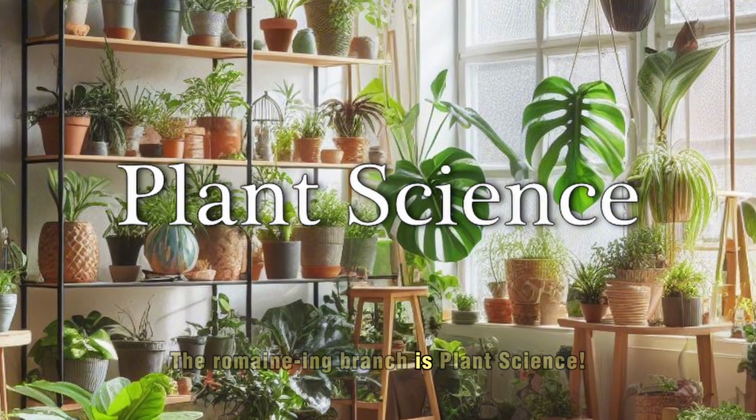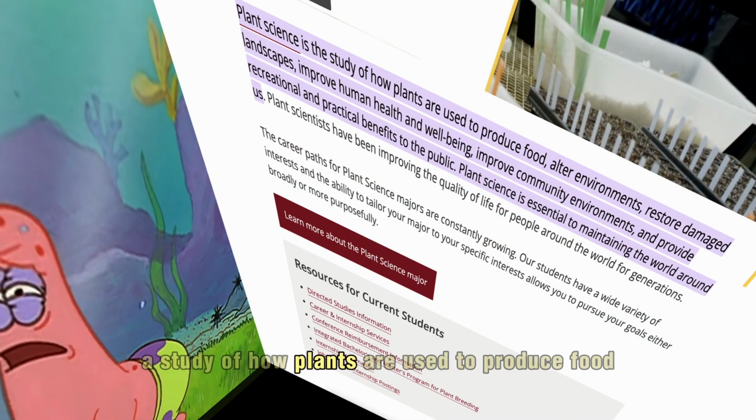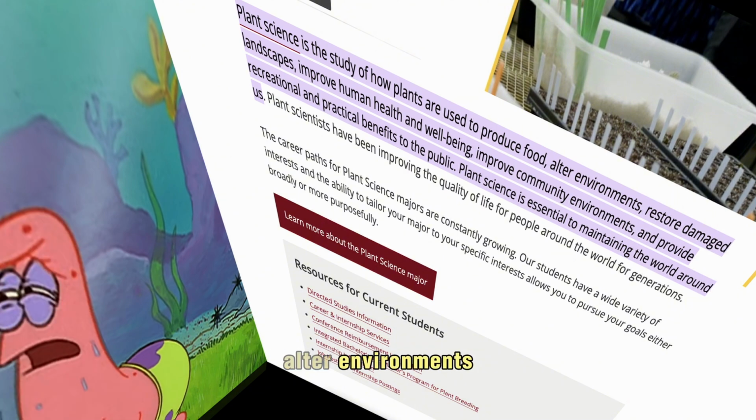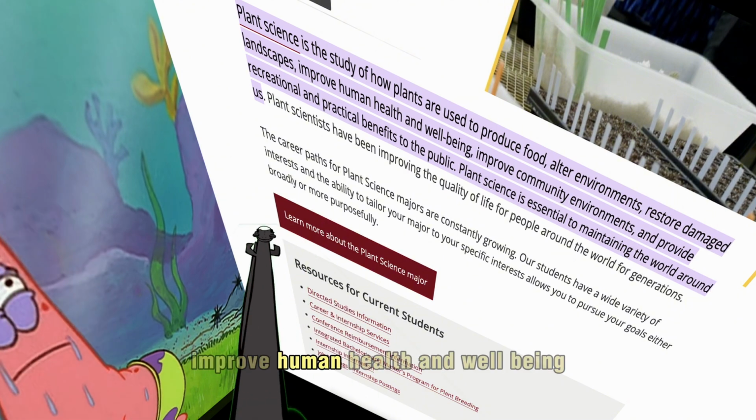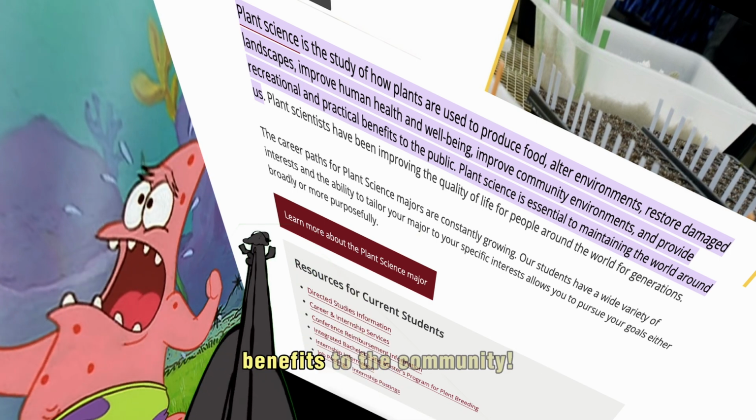The remaining branch is plant science. University of Minnesota describes plant science as a study of how plants are used to produce food, alter environments, restore damaged landscapes, improve human health and well-being, improve community environments, and provide recreational and practical benefits to the community.